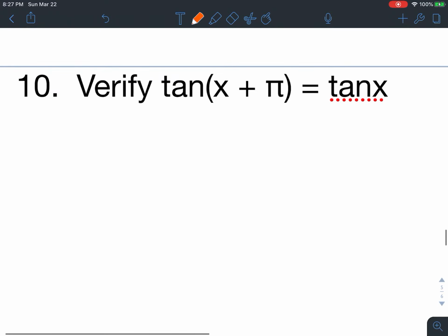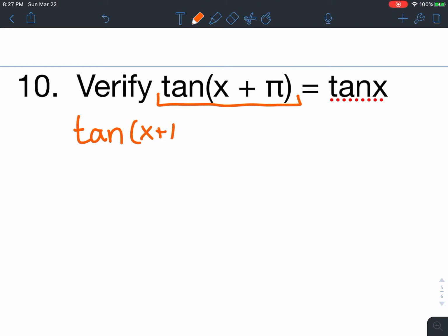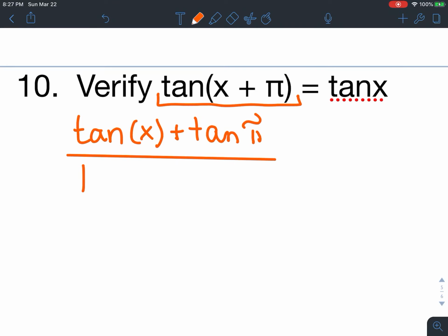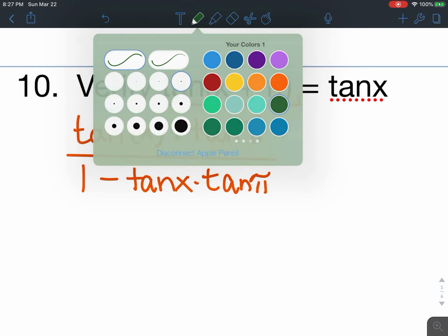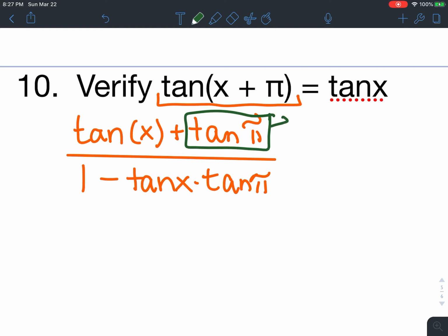Okay, one more, and then we'll be done. Verify that tangent of x plus pi equals tangent x. So again, we'll apply our sum of tangent formula, right? That equals tangent x plus tangent pi over 1 minus, remember to switch the sign, tangent x times tangent pi. Well, what's the tangent of pi? It's 0.